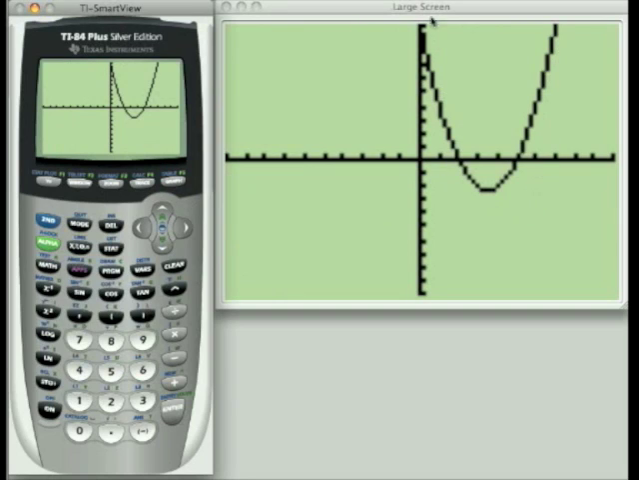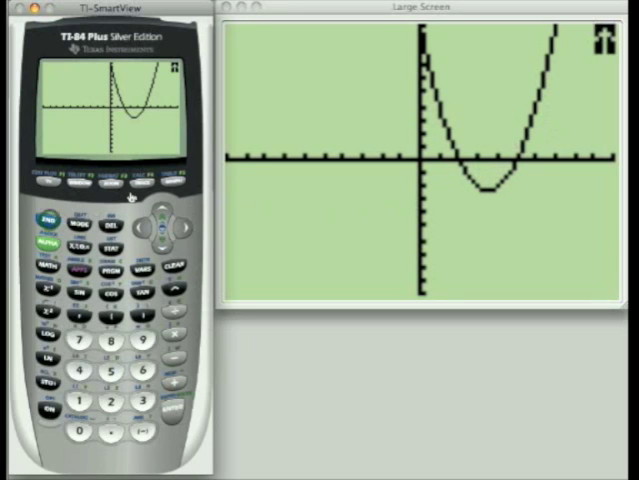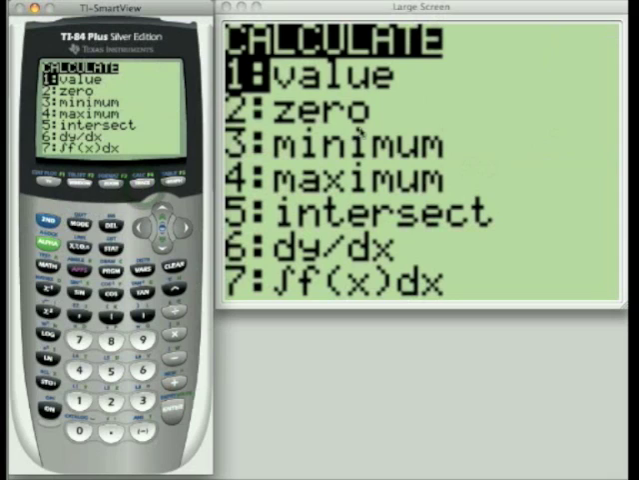And you'll notice that it's in the shape of a U. And whenever it's in the shape of a U, it has a minimum point. Or your teachers may refer to that point as a turning point, because it's coming down and then it turns up. So let's go ahead and use this option. So I'm going to go second trace to bring up my calculate menu. And I'm going to choose minimum.